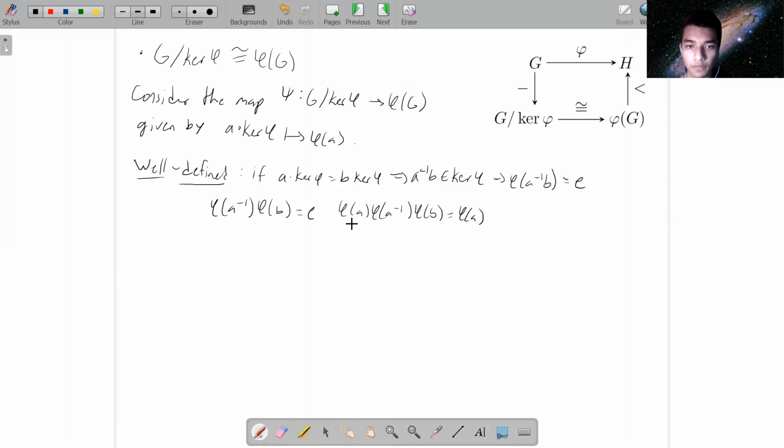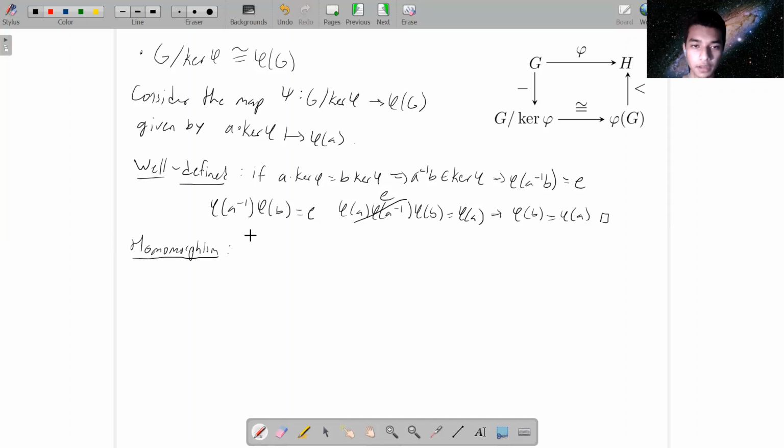But of course, phi of A times phi of A inverse is just the identity. So this gives phi of B equals phi of A, as desired. Hence, this map is well defined because we map the same thing to the same thing. All right, now we will show this map satisfies the homomorphism property.